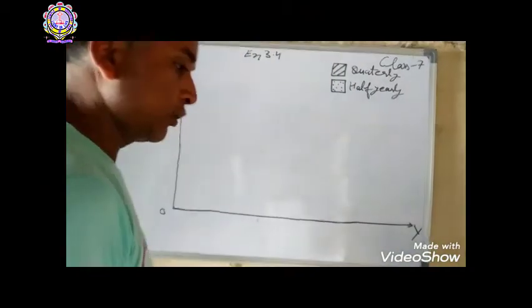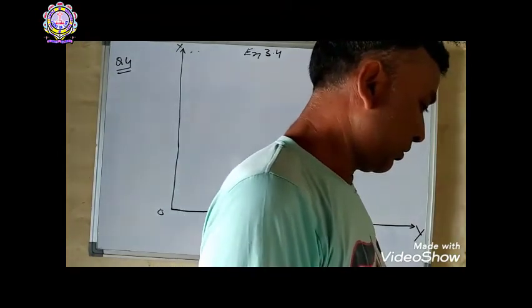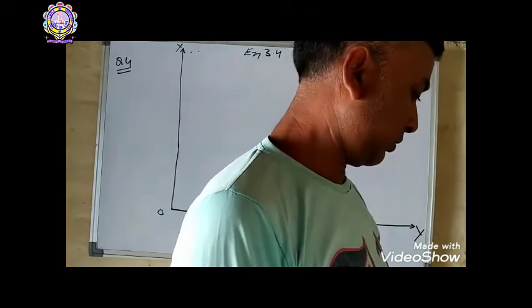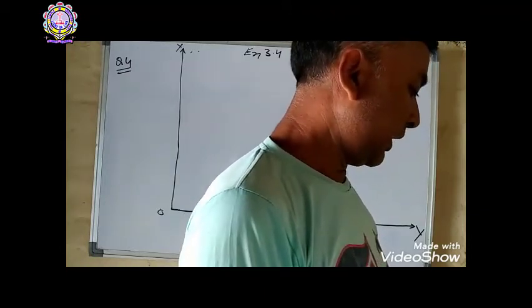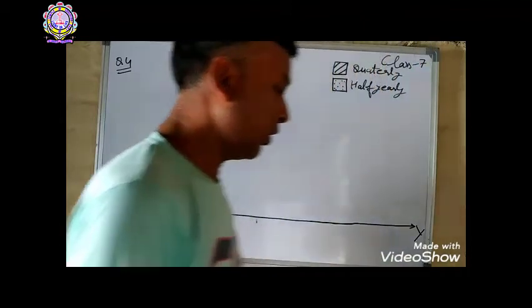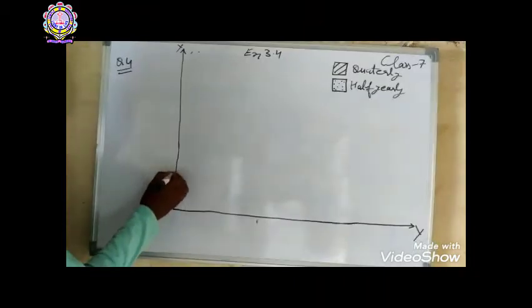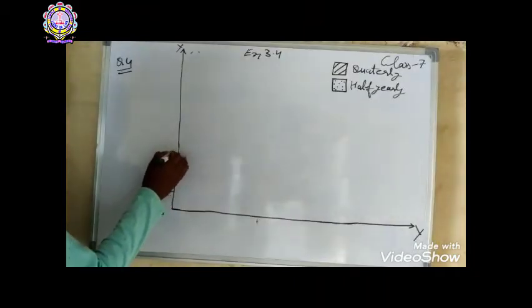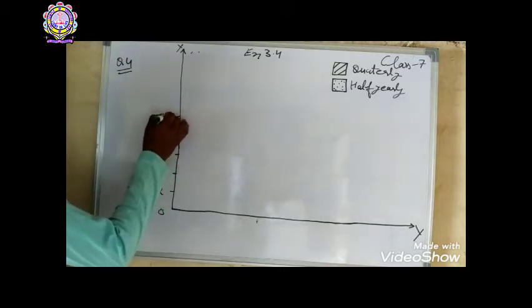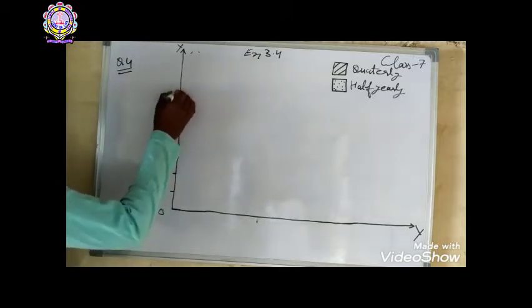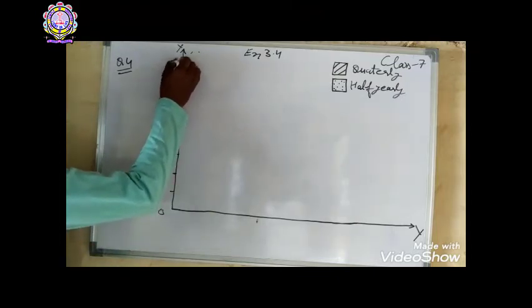The scale is given as usual here. Maximum is 21, minimum is 10. So you can write 2, 2, 2. Okay, so that is 0, 2, 4, 6, 8, 10, 12, 14, 16.